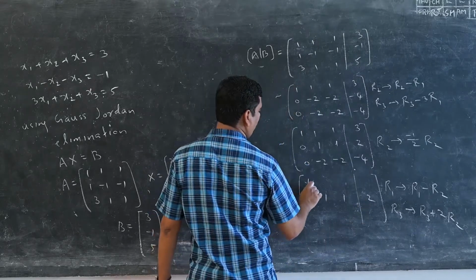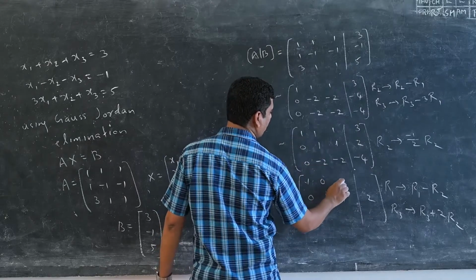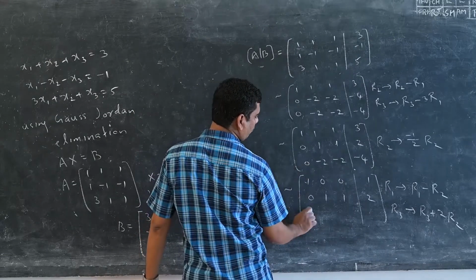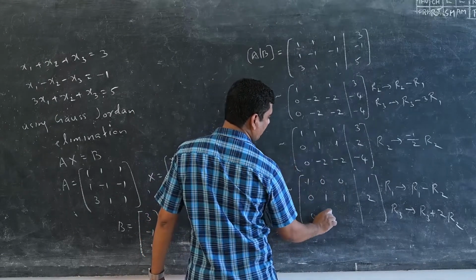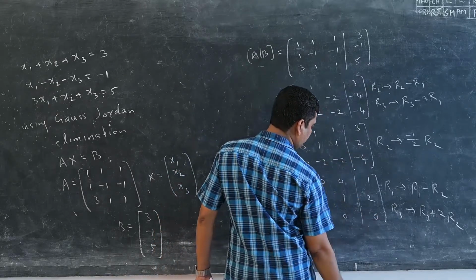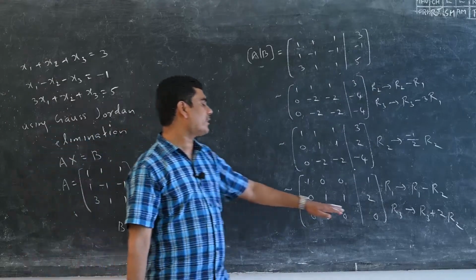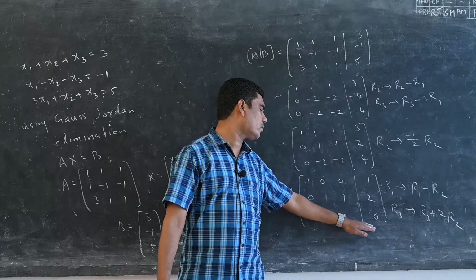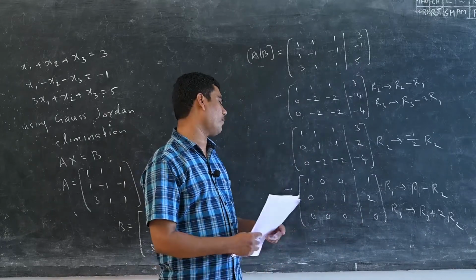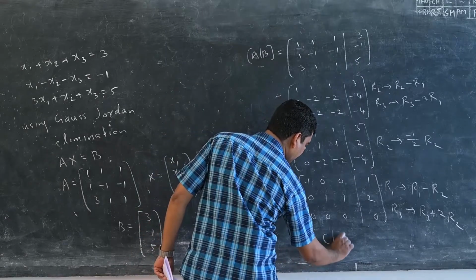R1 minus R2: 1 minus 1 is 0, 1 minus 1 is 0, 3 minus 2 is 1. R3 plus 2R2: minus 2 plus 2 into 1 is 0, minus 2 plus 2 into 1 is 0, minus 4 plus 2 into 2 is 0. So all the elements in the third row are zeros. So we have obtained the row reduced echelon form. This is the row reduced echelon form of AB, call it CD.